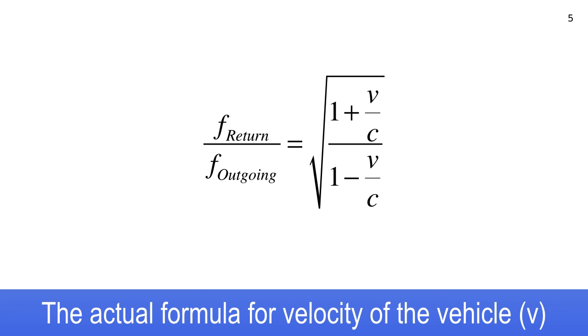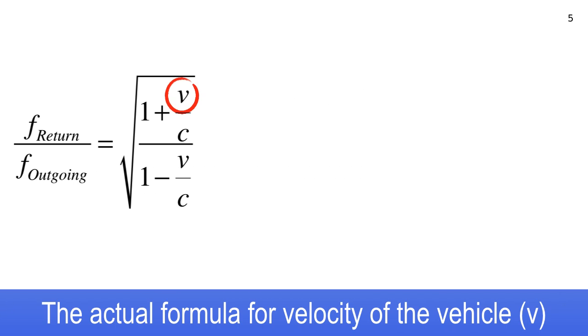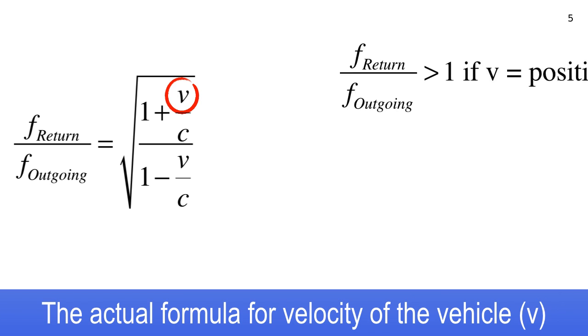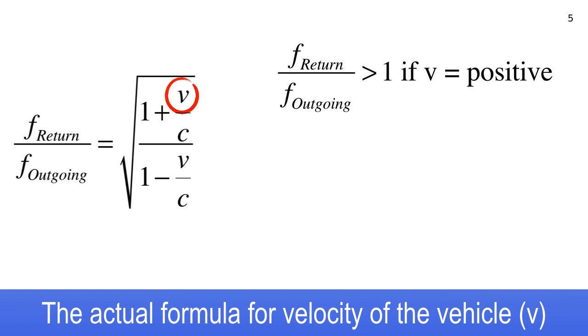So this is a fancy looking formula. You're not going to have to calculate anything with it, but I want to show you kind of how it works. Specifically, V in this formula is the speed of the car. Actually the velocity, because you could put a minus sign in there for moving away from you or moving towards you, depending on what you want. So if V is positive, then the ratio is greater than 1. All right, and I'll show you how that works.